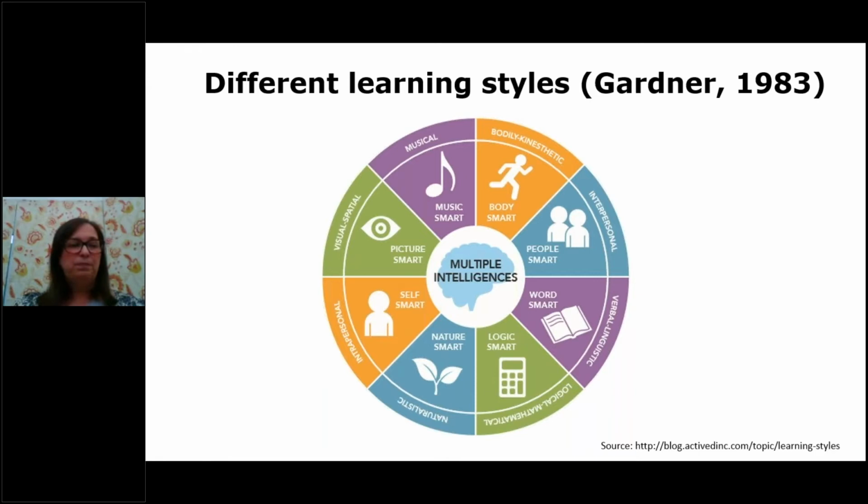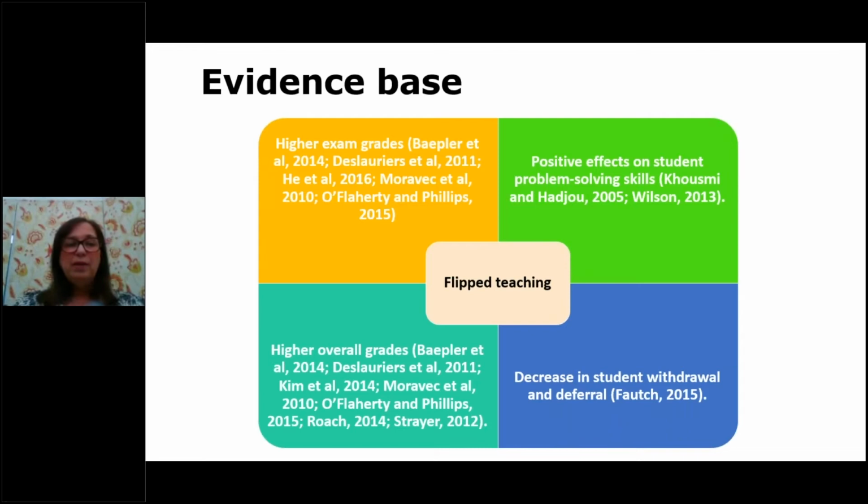So I can talk to you about the flipped learning theory, I should say, for hours, but that's all theoretical. So what we really need to do is look at the evidence base. And there's been a great many studies conducted, and I would encourage you all to read some. The general consensus is that flipped teaching promotes improved problem solving. It promotes higher exam grades. It promotes higher overall grades on an entire program. And it also promotes a decrease in student withdrawals and deferrals, which is a very interesting sort of aside, actually.